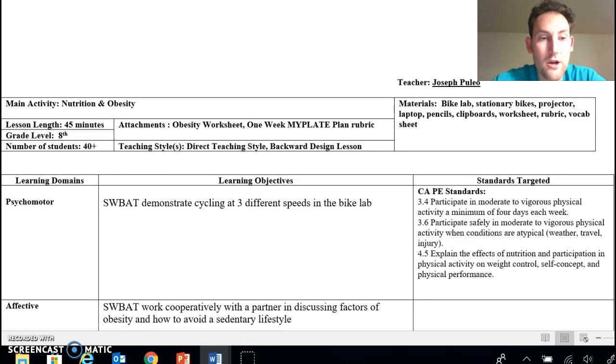I will be doing a lesson on nutrition and obesity today in my physical education class. The lesson will take place in the bike lab. The bike lab is a great place to work not only on fitness, but if it's a rainy day or something and you have to change your lesson, it's great to be prepared and have a quality lesson like this.